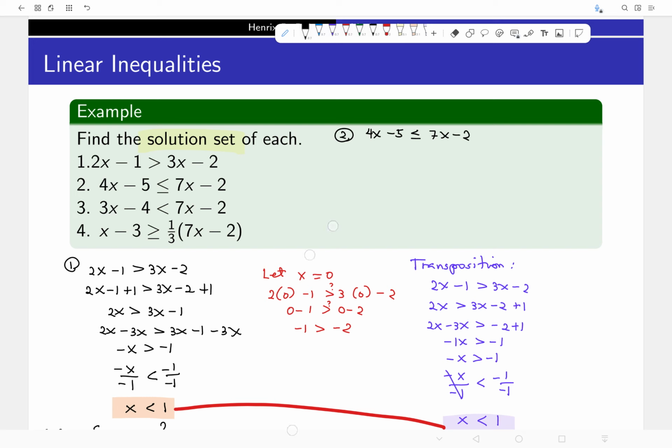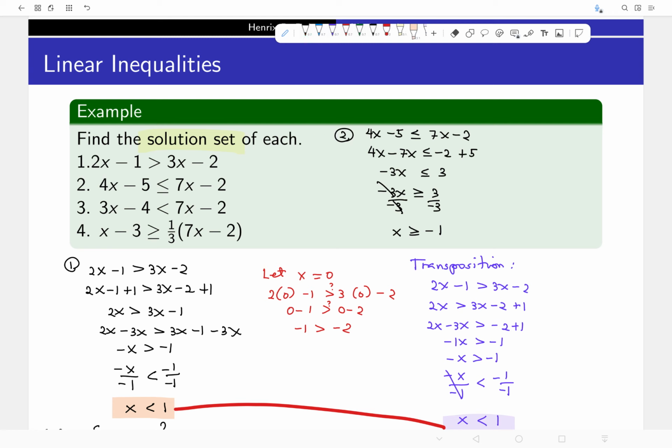So, transfer using transposition, that becomes negative 7x less than or equal to negative 2 plus 5. Then negative 3x less than or equal to, so this becomes 3. Now we're going to remove negative 3 by dividing both sides by negative 3. And remember, if you're going to divide by a negative number, the sign will change. So this becomes greater than or equal to. So negative 3x, that will become greater than or equal to 3 because we're going to divide both sides by a negative number. So that's x greater than or equal to negative 1.